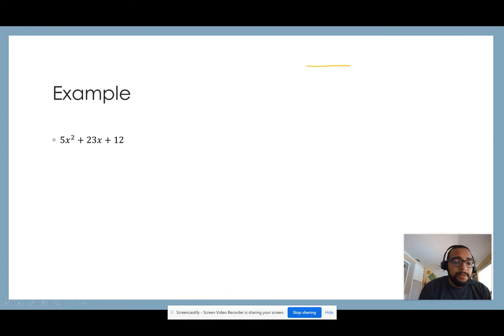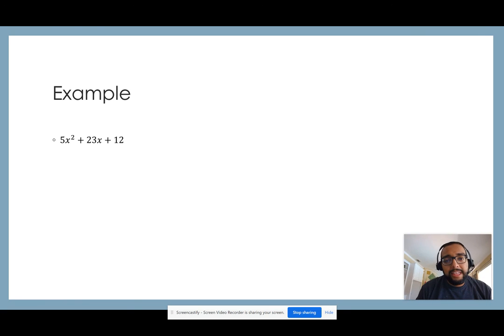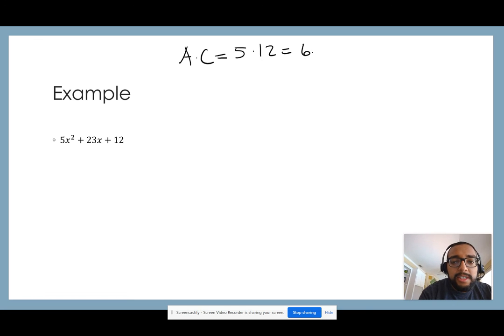With this last example, for some reason there's ink on this page. We're still doing grouping because you selected a grouping video. That's why. A times C is going to be 5 times 12, which is just 60. And again, feel free to use a calculator for this part. I'll just do it in my head.